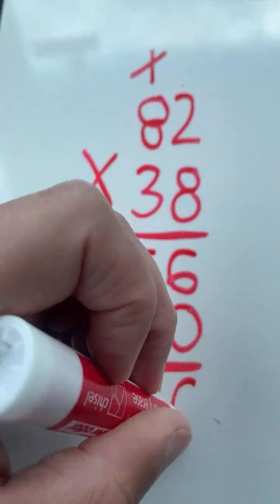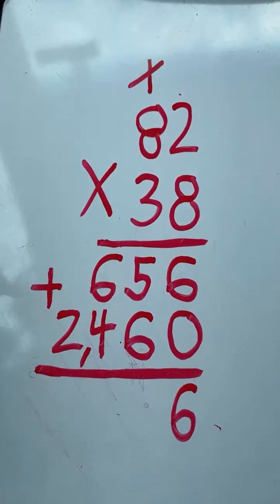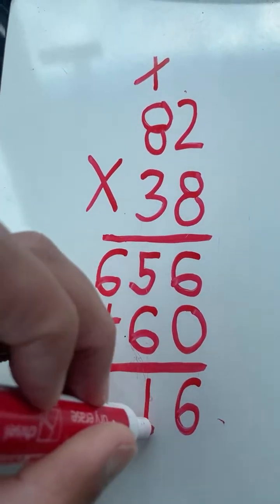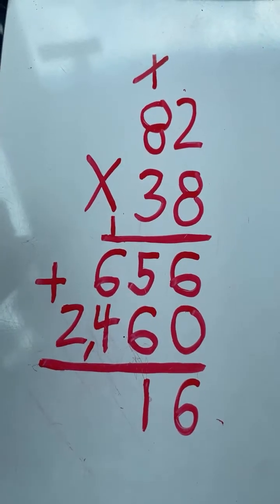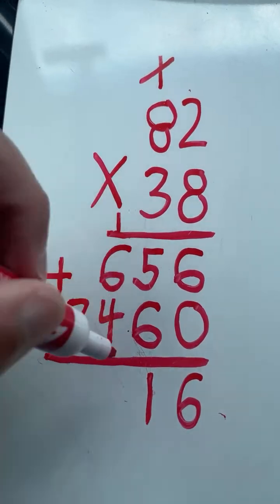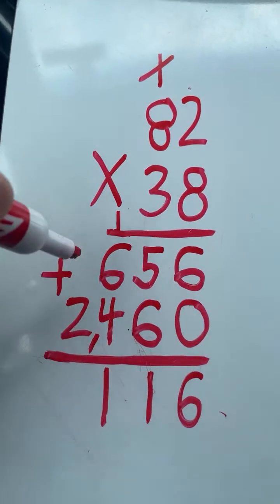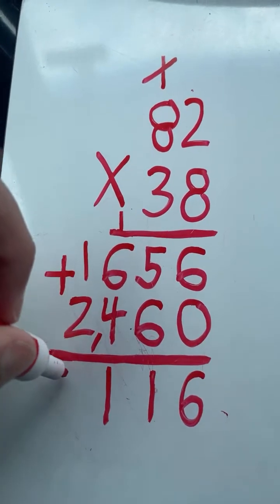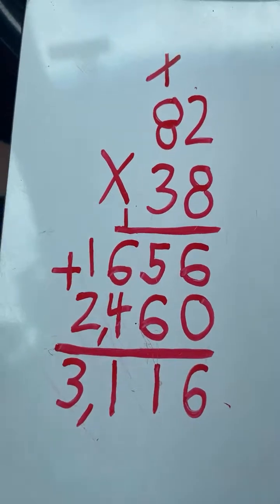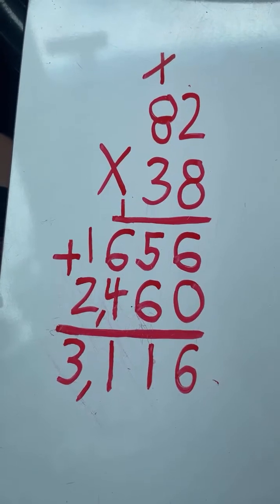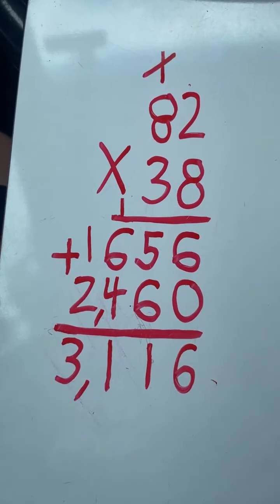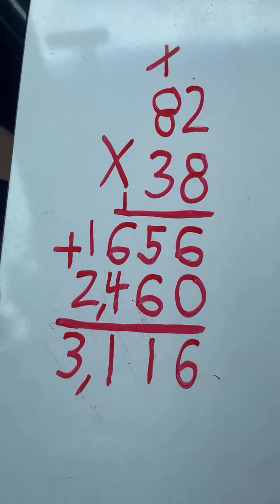6 plus 0 equals 6. 5 plus 6 equals 11. 1, carry the 1. 6 plus 4 equals 10, plus 1 equals 11. Again, 1, carry the 1. 1 plus 2 equals 3. And we have our final answer. 82 times 38 equals 3,116.